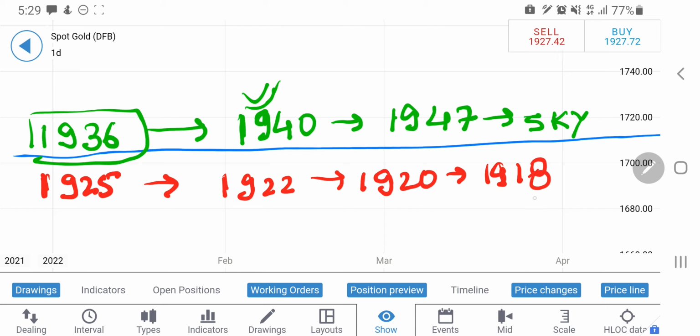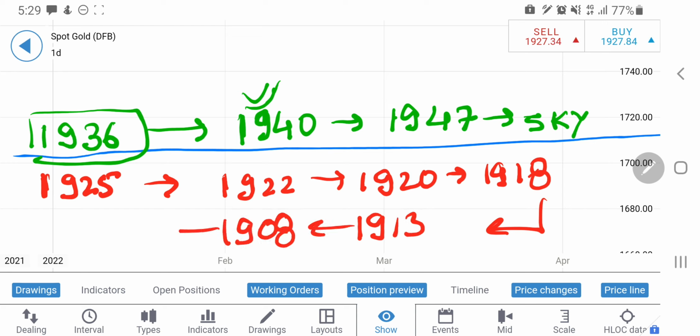If it breaks 1918, then you can expect that we may see 1913, 1908 and 1900. So it can drop till there, but we have to be very cautious here. Right now it is trading in a zone, and it may try to trade between 1920 to 1936 levels. Probably these levels are going to be the trading range throughout this day, and it may try to swing in between these levels. So trade accordingly, take your positions accordingly.